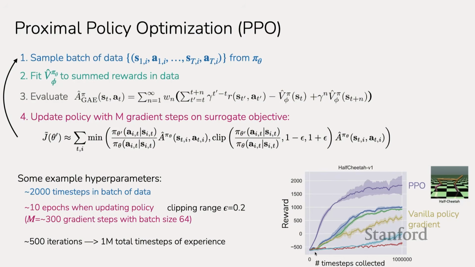And you can see that, with less experience, it's able to improve much faster because it's fitting the advantage function and because it's doing the clipping on the gradient in order to take many more gradient steps on a single data point.